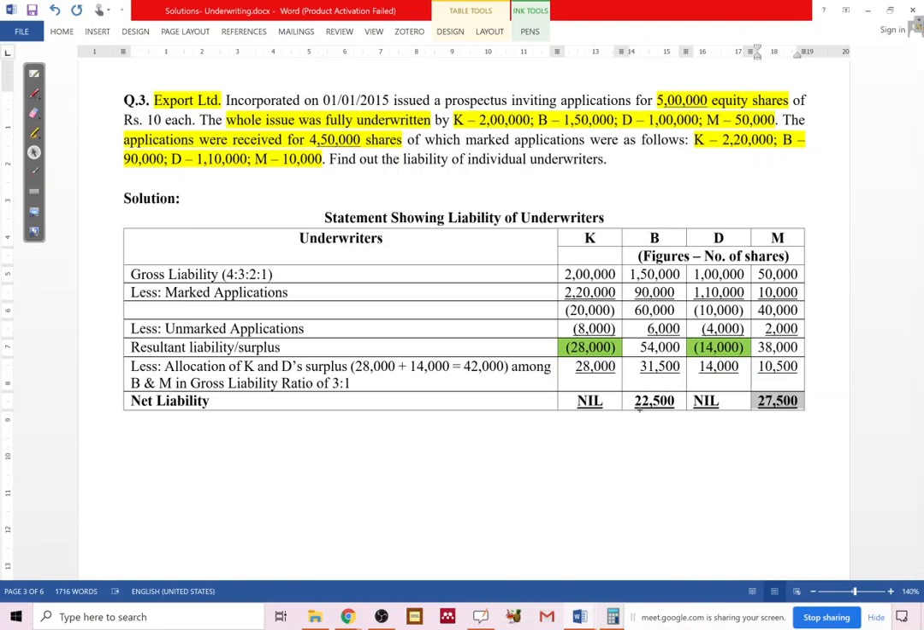So towards the end of the issue, these two underwriters have to take 50,000 in this proportion, 22,500 and 27,500. So that was the net liability of all individual underwriters when surplus is given for more than one underwriter. So at least two underwriters have a surplus. You have to add the surplus and then distribute it in the remaining gross liability ratio.